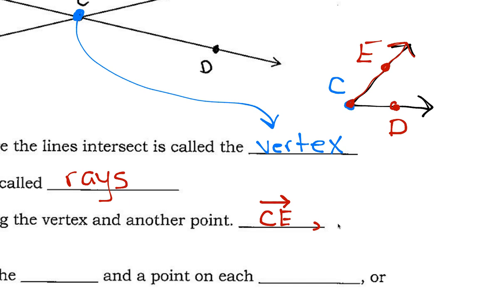Another one we have is ray CD. That cannot be ray DC or ray EC because the ray does not start at E or D, it starts at C.